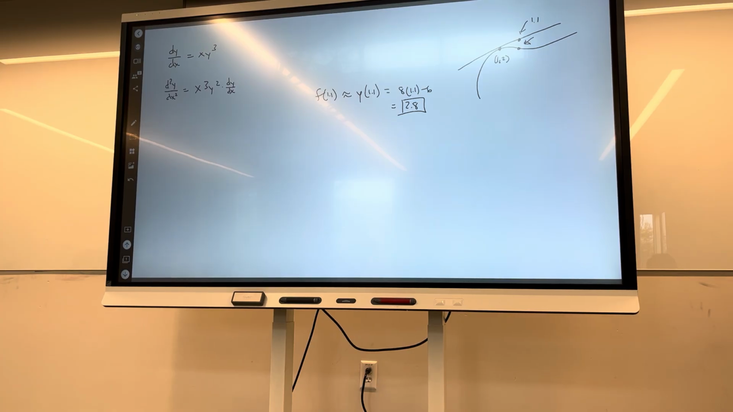That would be the same as if we took the derivative of sine x squared. What's the derivative of sine x squared? You take the derivative of the outer function, leave the inner function alone, and then multiply by the derivative of the inner function, which is cosine x. That's the exact same thing.